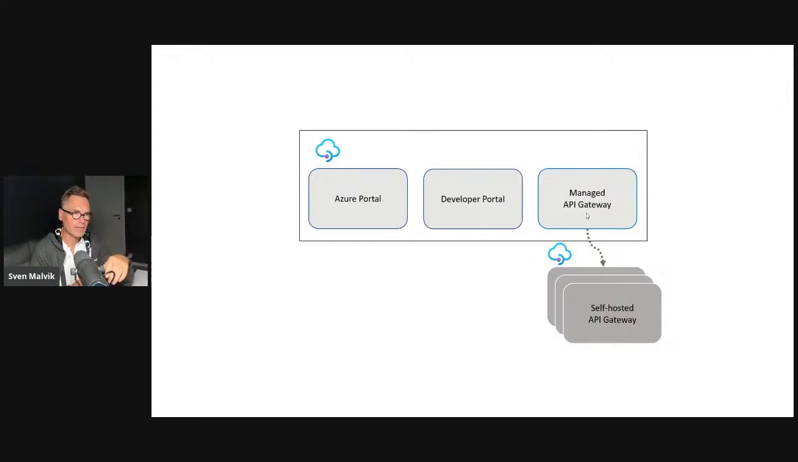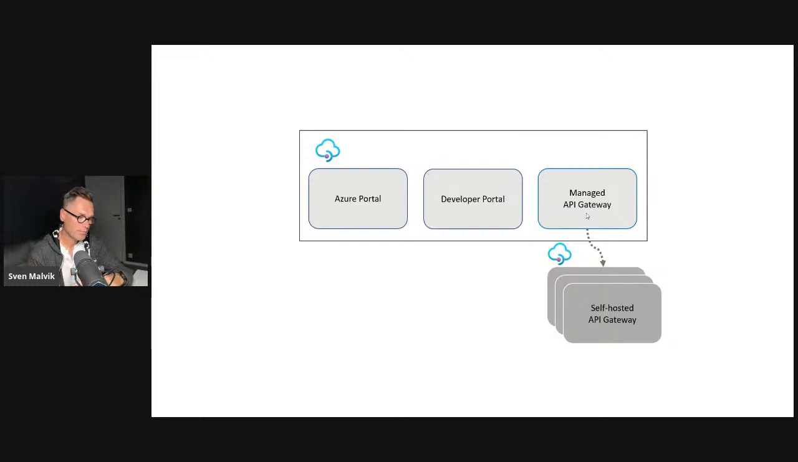But not only that, maybe there is a case where you really cannot send the request out of your on-prem environment, because there are some regulations that say the request or the traffic has to stay within your environment. So you can't go out to Azure, basically. Then you can't use the managed API gateway.